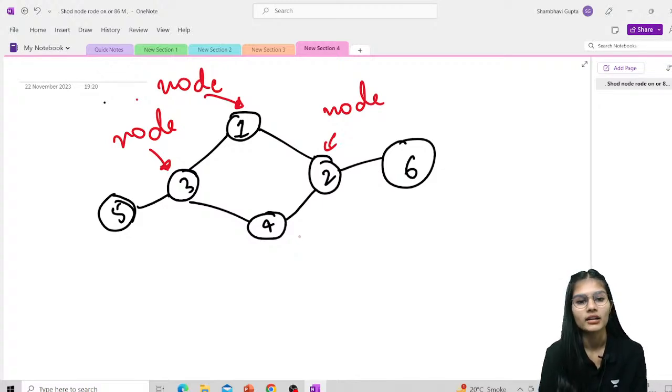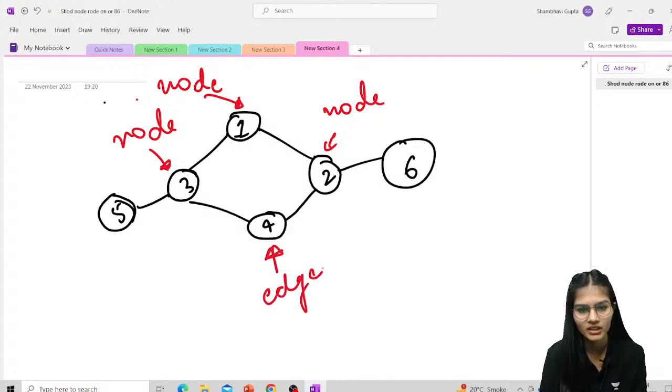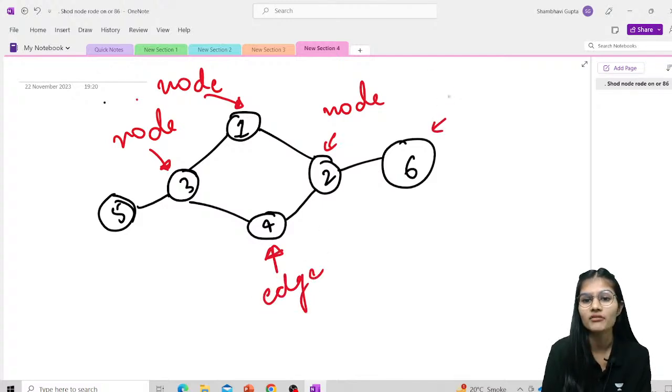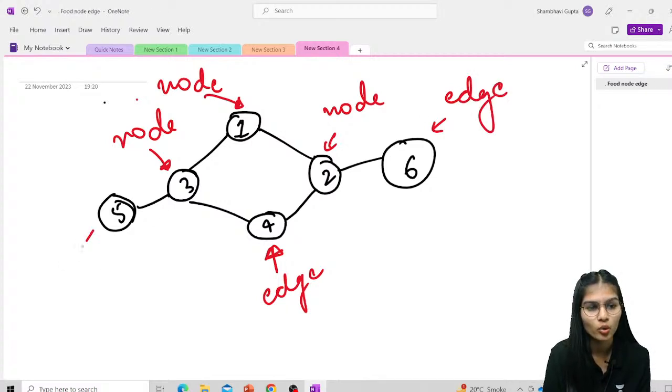And wherever you see the end of a graph, like after 4 I don't have anything, I will say this is an edge. Here after 6 I have nothing, I will say this is an edge. Here after 5 we don't have anything.